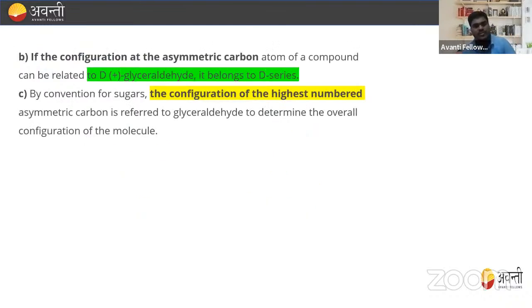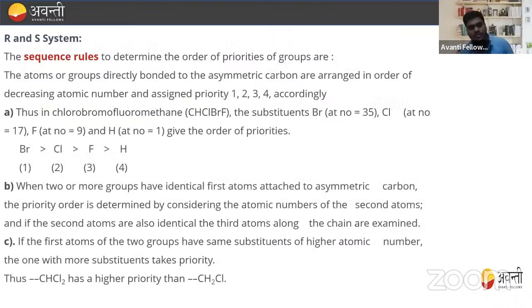So if the configuration of the asymmetric carbon atom of the compound can be related to D plus glyceraldehyde, it belongs to the D series. And by the convention of sugars, the configuration of the highest numbered asymmetric carbon is referred to the glyceraldehyde to determine the overall configuration of the molecule.